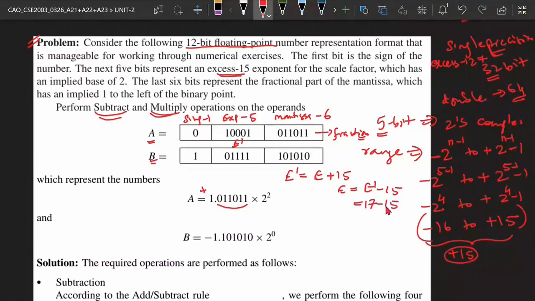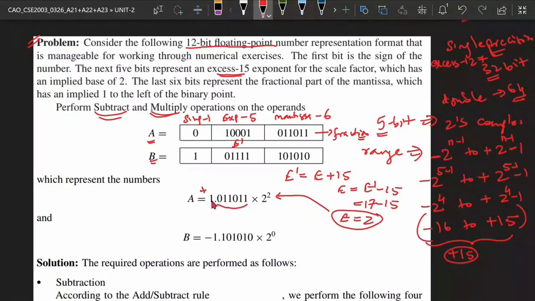So this will be the actual value of A. Once we represent it, that is 1 dot 0, 1, 1, 1, 0, 1, 1. So this is the mantissa or fraction part, and this is 1 dot something. 1 dot something means the number is normalized. So if it is represented as a floating point number, it will always be written in the normalized form only. So this is A. Similarly, we will be finding the B value.